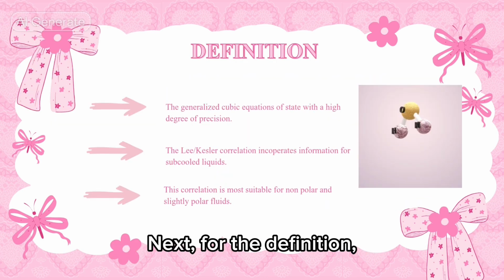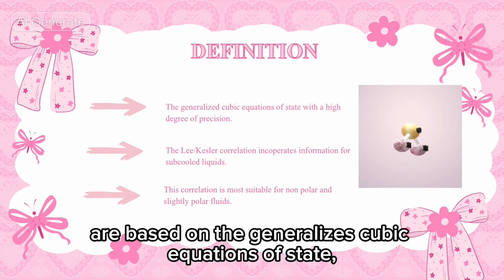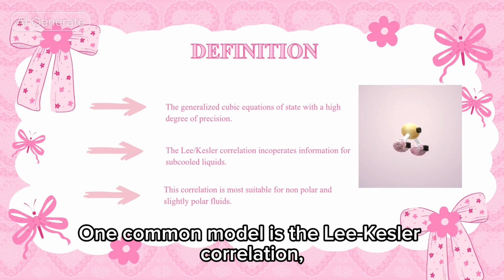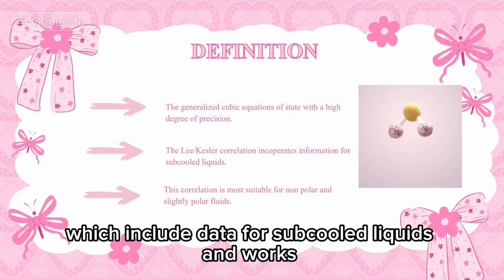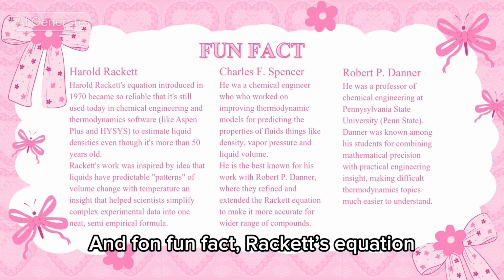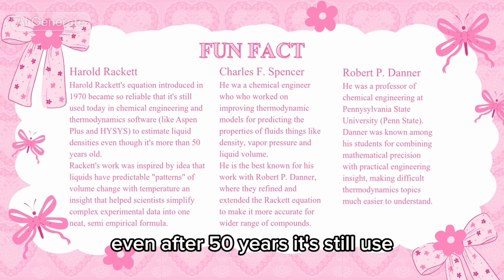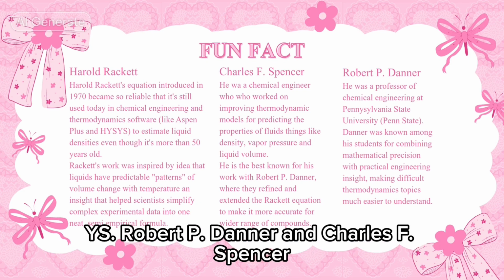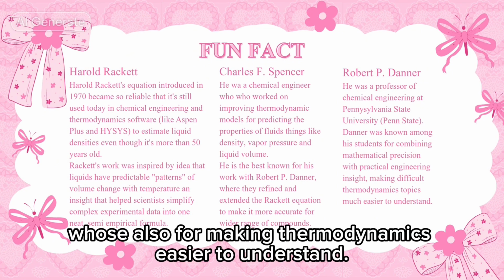Next, for the definition, these correlations are based on the generalized cubic equations of state, which give a high degree of precision in predicting liquid behavior. One common model is the Lee-Kesler correlation, which includes data for subcooled liquids and works best for nonpolar and slightly polar fluids. And for fun facts, Reckitt's equation, even after 50 years, is still used today in software like Aspen Plus and HYSYS. Robert P. Danner and Charles F. Spencer were also known for making thermodynamics easier to understand.